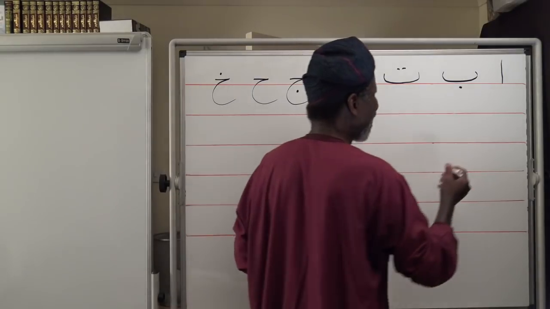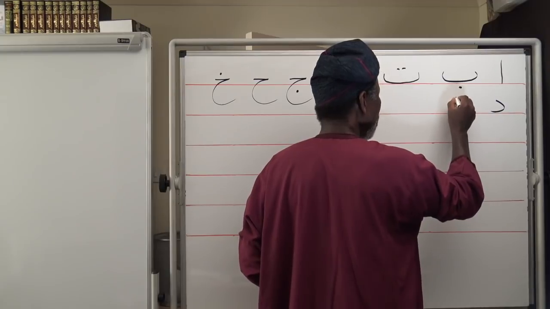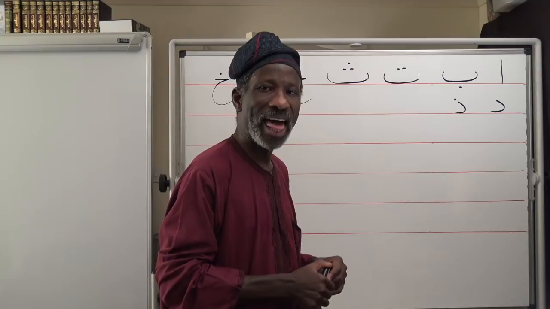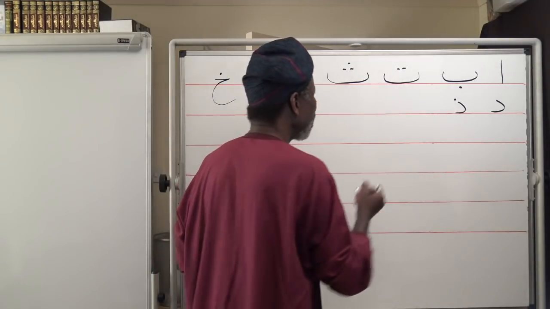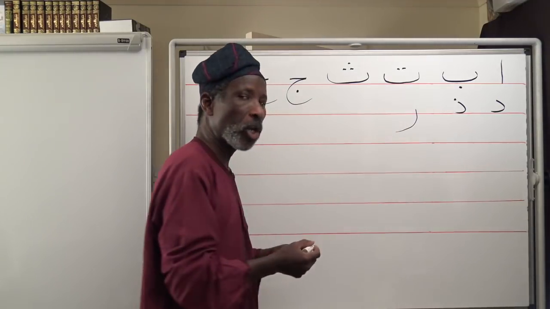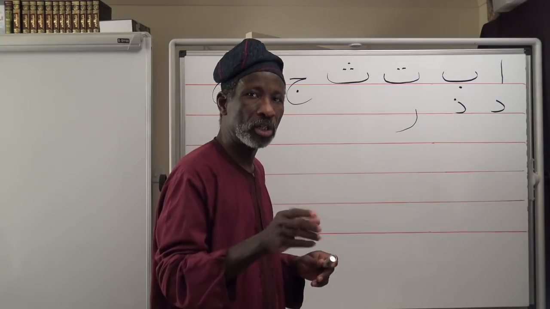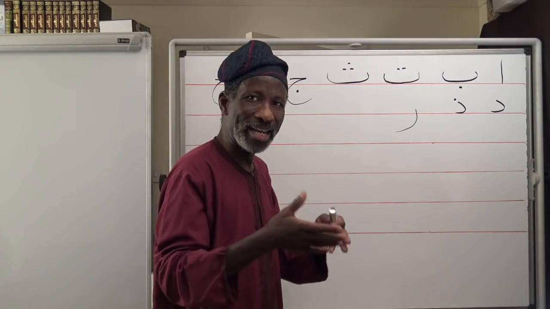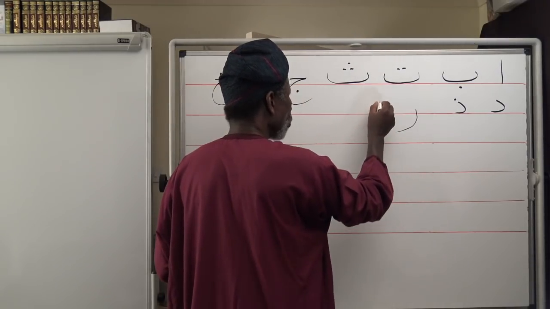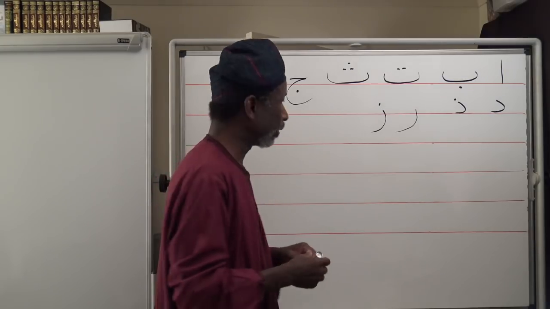Now next is dal. Dal is the same shape, simple, and you have one dot there and it's thal. Dal, thal. Now followed by ra, simple. Make sure that you write below the line. That's why I put the line there for you to see the position of the letter in relation to the line in your exercise book. So ra, same shape and one dot, and that is zain, or za.